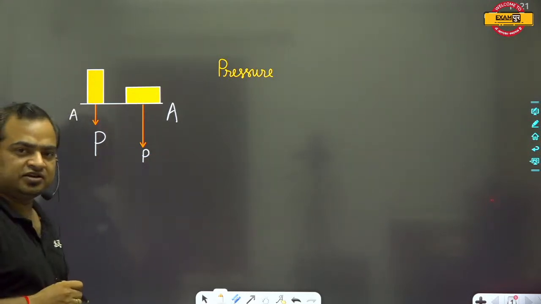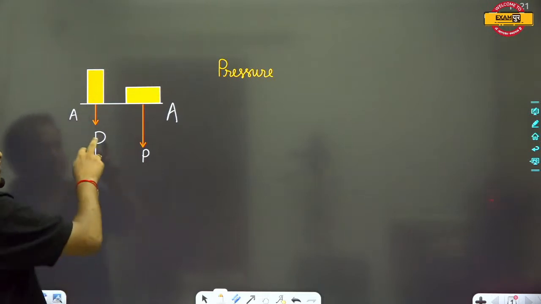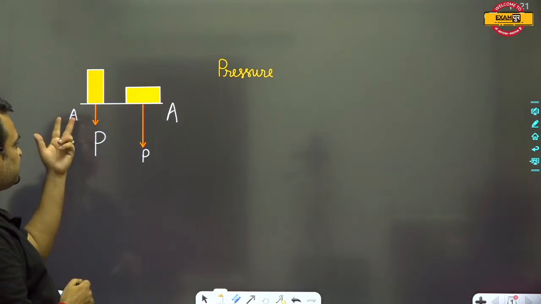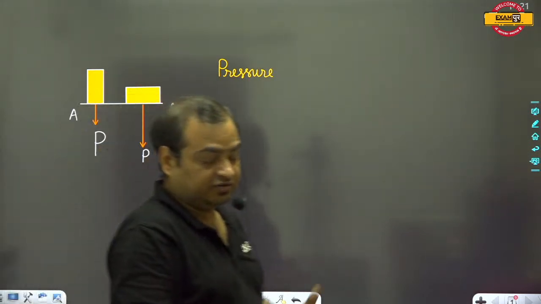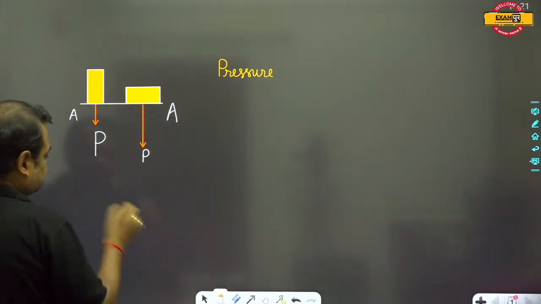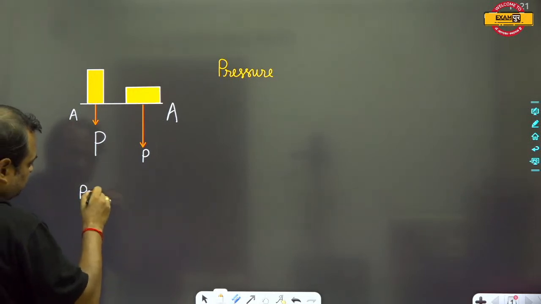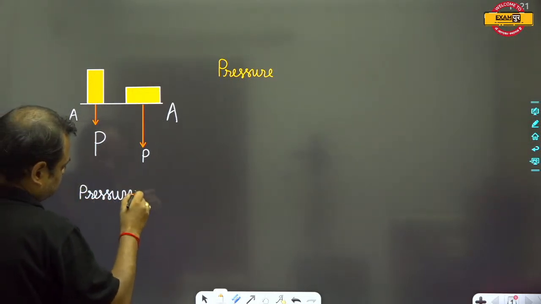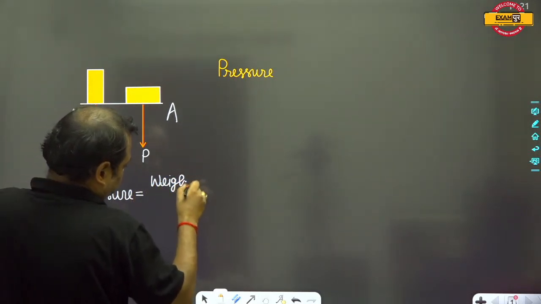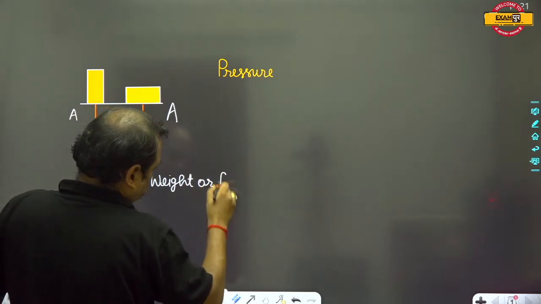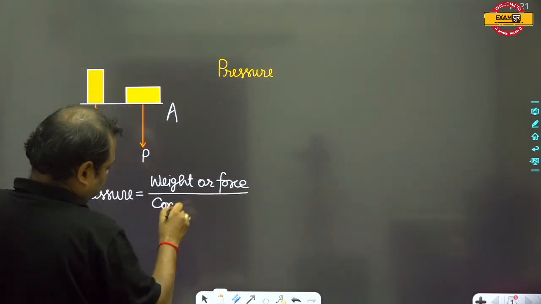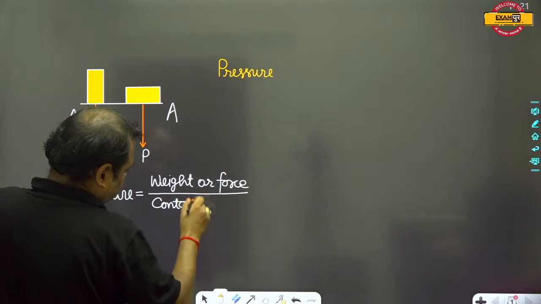So that's why we can say that pressure is inversely proportional to the contact area. Here we can write that pressure actually depends upon two things. Pressure is equal to weight or force upon contact area.